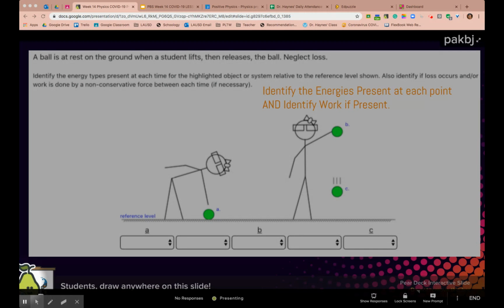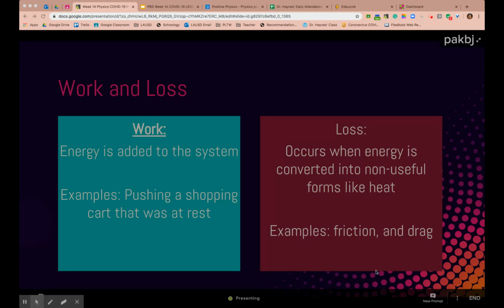That's what we mean when we say lost. So the energy is not actually lost. Their energy has just been converted into non-useful forms. And so loss happens with things like friction and drag. So when you are pushing something, it loses speed after a while because of the friction of the wheels with the ground. And so that causes energy to be lost, quote unquote, from the system.